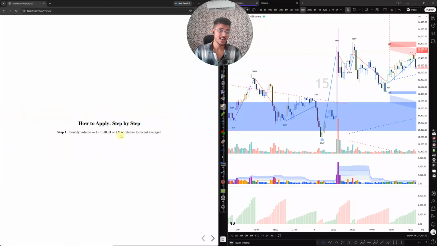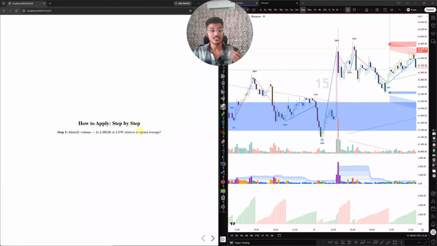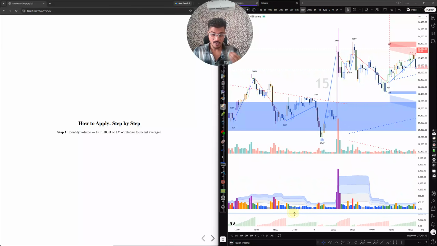So how to apply it step by step: first of all, you need to identify the volume, because volume is the most important thing in the market, and that's what the institutional traders can't trick us with. They can lie with price, but they can't lie with volume. So first, identify the volume. Is it high or low relative to the recent average? And the intensity of the color also shows if the volume is high or not.